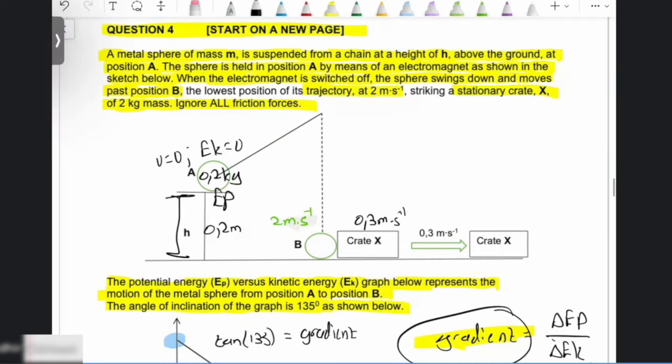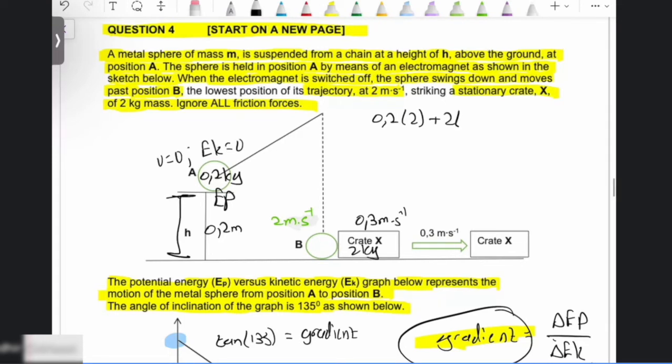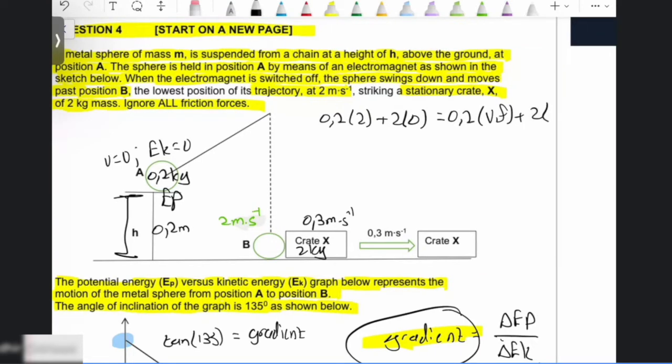So now we're just going to say momentum before is equal to momentum after. So 0.2 times its initial velocity, which is just before the collision, so that's 2, plus the mass of the crate, which is 2 kilograms, times its velocity just before the collision, which is 0. And then we have 0.2, the mass of the sphere, times Vf after the collision, plus the mass of the crate, 2, times its final velocity just after the collision, 0.3.